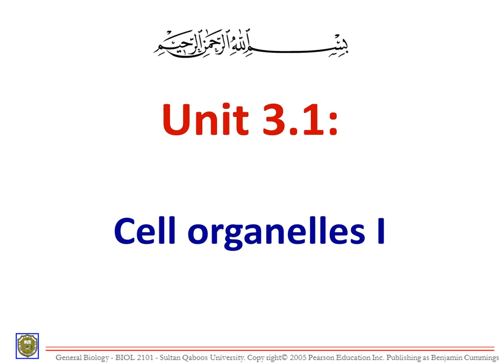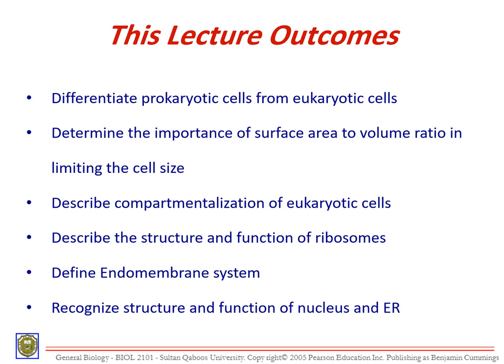The objectives and outcomes of the lecture are to differentiate between prokaryotic and eukaryotic cells, which you already know from chapters 1 and 2, but we're going to elaborate a little more or maybe just refresh your memory. We are also going to determine the importance of the surface area to volume ratio in limiting the size of the cell.